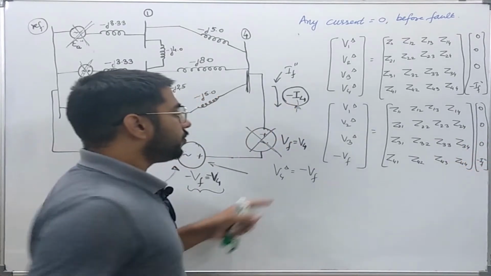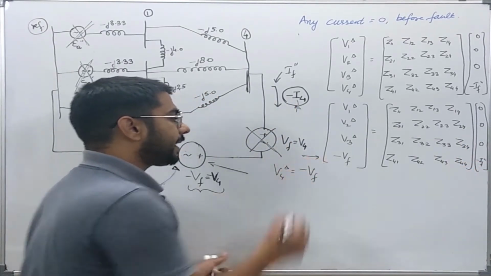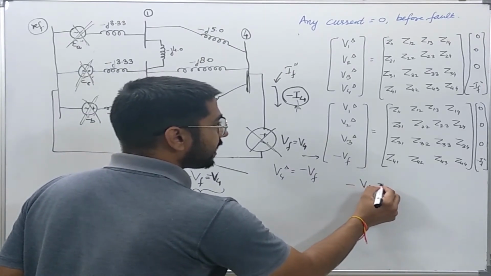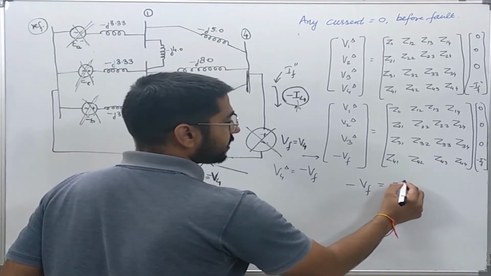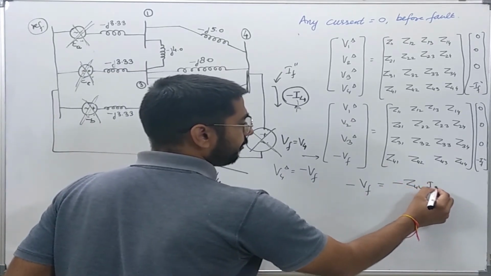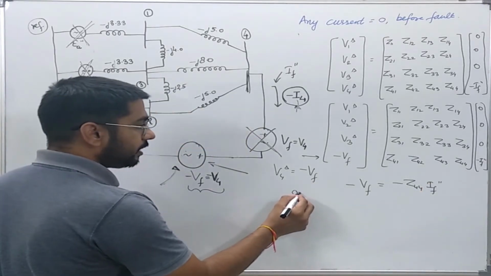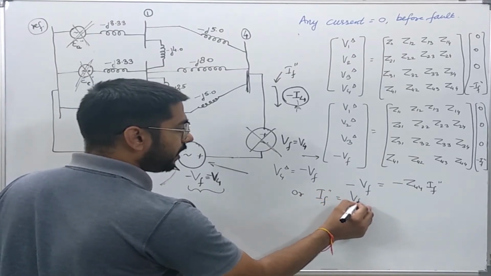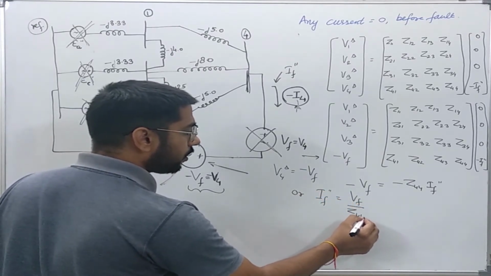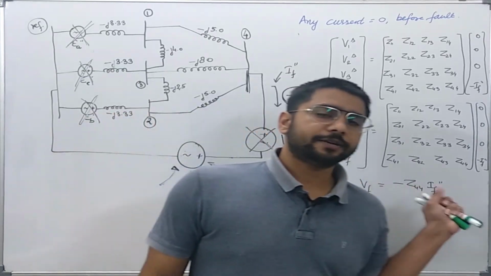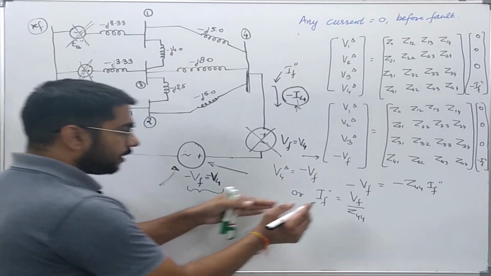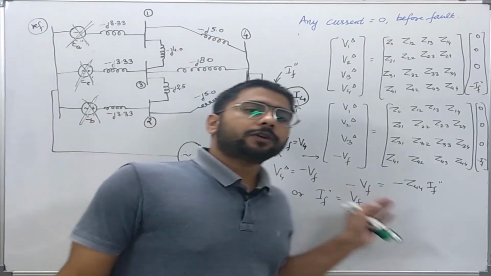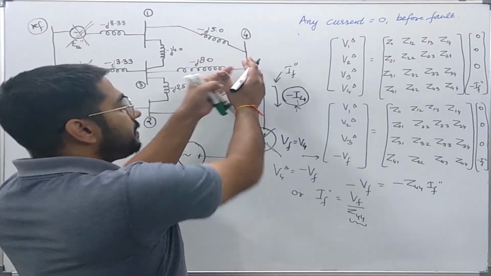Now from this row I can clearly see that minus Vf is equal to minus Z44 IF double dash, or the value of the fault current IF double dash is equal to Vf over Z44. Now this result is not very surprising. Why? Because this impedance represents the Thevenin equivalent impedance of the network seen from bus 4.